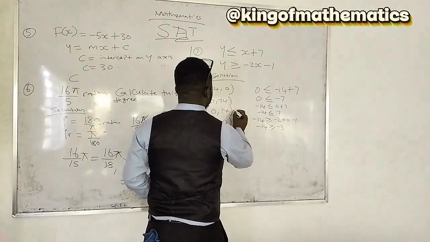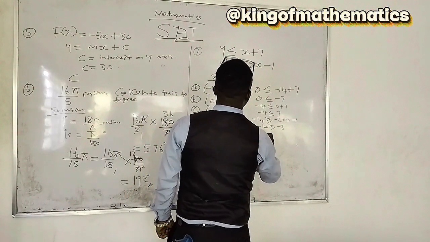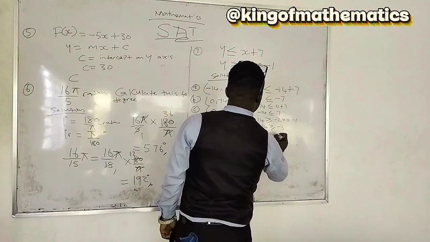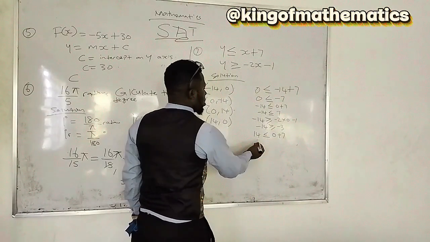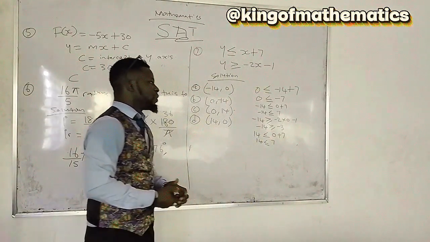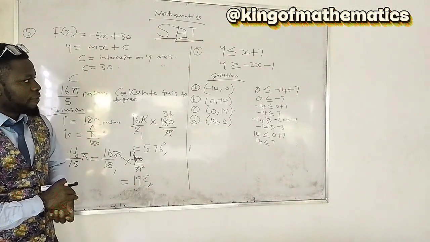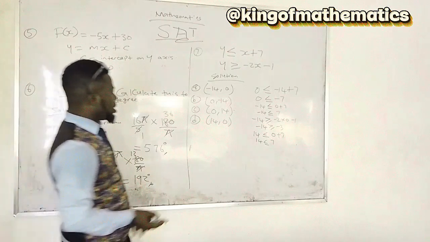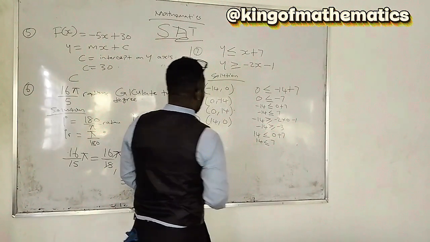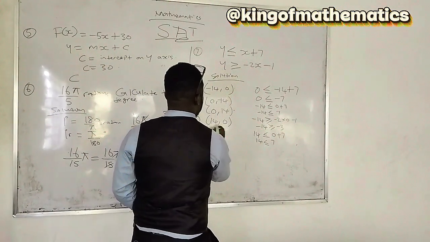So let's check C. We put 0 for x, put 14 for y. 14 is less than or equal to 0 plus 7. This will give us 14 is less than or equal to 7. And is 14 less than 7? No, 14 is not less than 7. So you check this one, this is not going to be right. But let's check the last one, 14 comma 0.